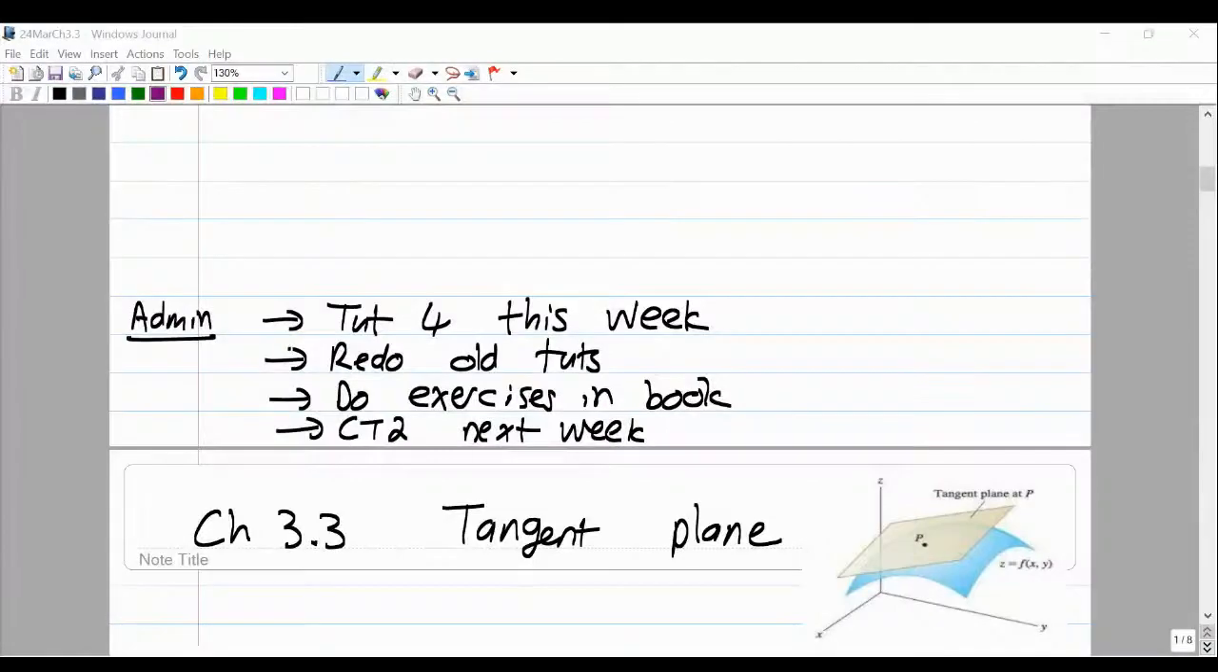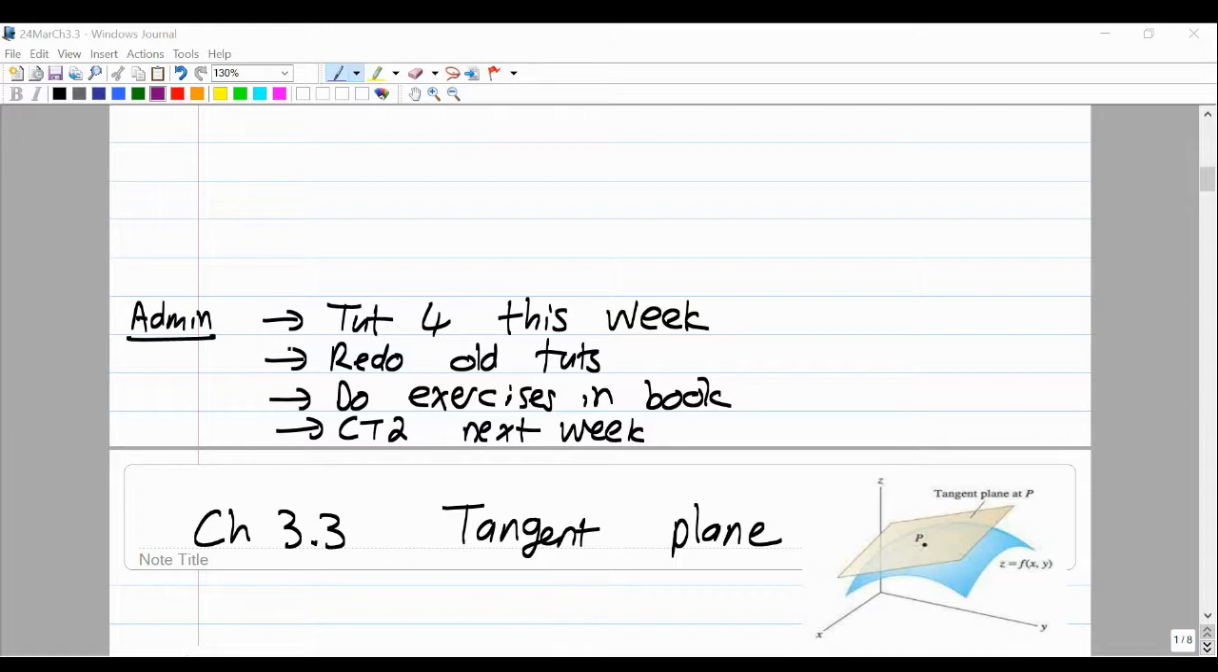So just a couple of admin matters. DUT4 is happening this week, so please go to your tutorial today or tomorrow. You will get your older activities back. And do visit the tab Homework Info. It contains important PDFs and important information. And please read your old tutorial problems, and don't forget to do the exercises in the textbook.